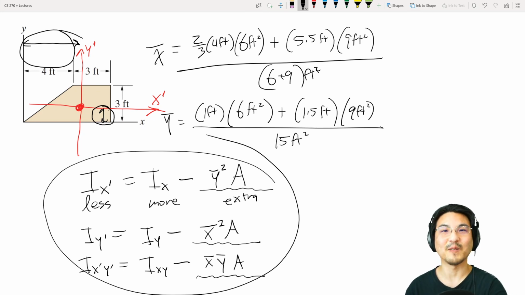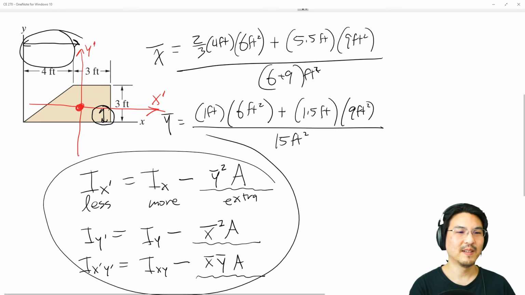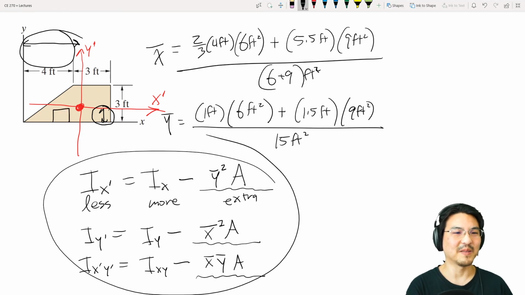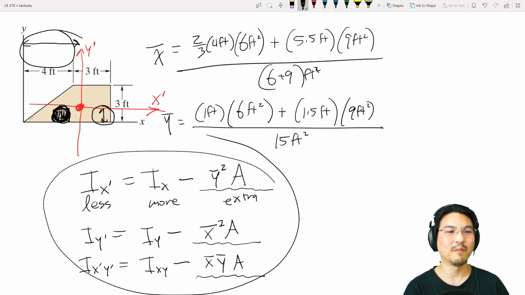Okay, so that was a lot of information. Just practice. And then I have to point out one last thing. What if there's a cutout? Like say I cut a hole over here. A cutout. So you just treat a cutout as a negative moment of inertia. Right? So whatever, like this is a triangle, a square, and then another small rectangular cutout, we just treat this moment of inertia as being negative.